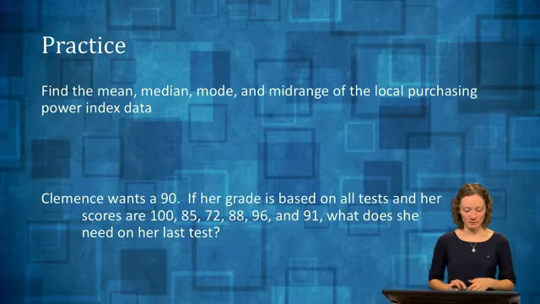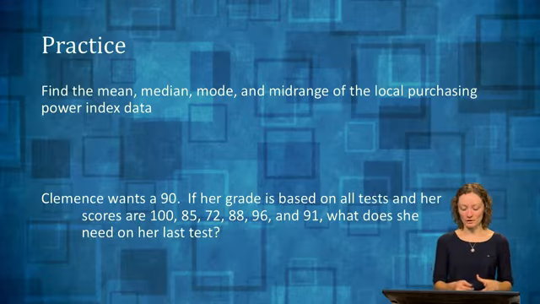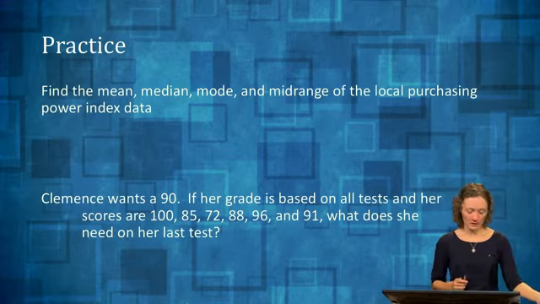Okay, so the practice problems. You're going to find mean, median, mode, and mid-range for the local purchasing power index data. And then this information about Clémence. She wants a 90. If her grade is based on all tests and her scores are as listed, what does she need on her last test? So go ahead and pause the video, come back, and we will go through it together.